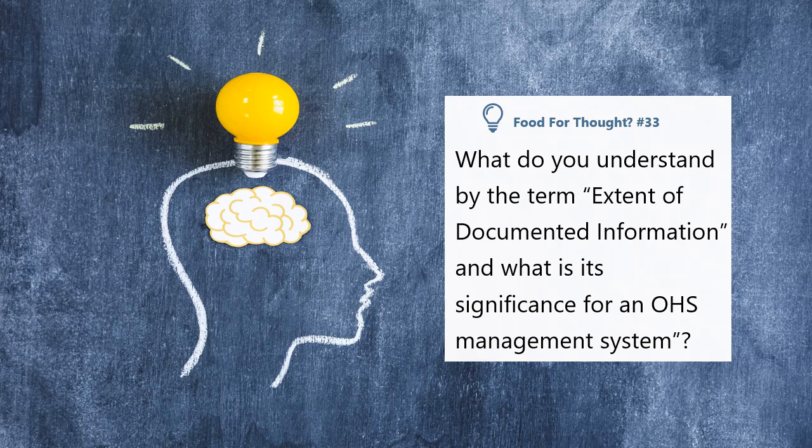The extent of documented information needed to meet the requirements of ISO 45001 will vary depending on factors such as the size and complexity of the organization, the nature of its activities, and the level of OHS risks involved. However, the standard requires that the organization document at least certain key elements such as its OHS policy, objectives, and procedures. Let me clarify with an example.